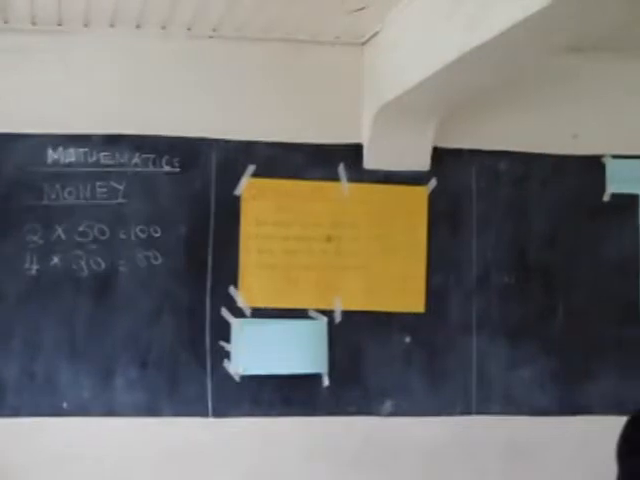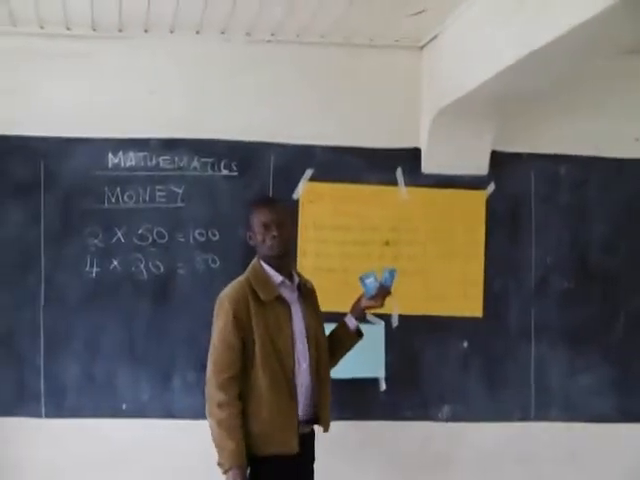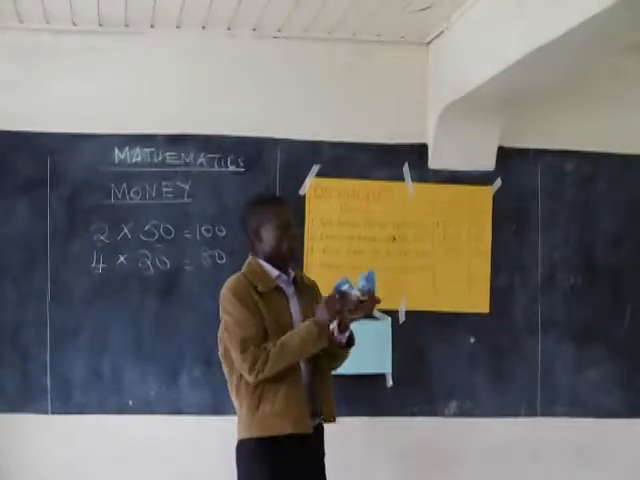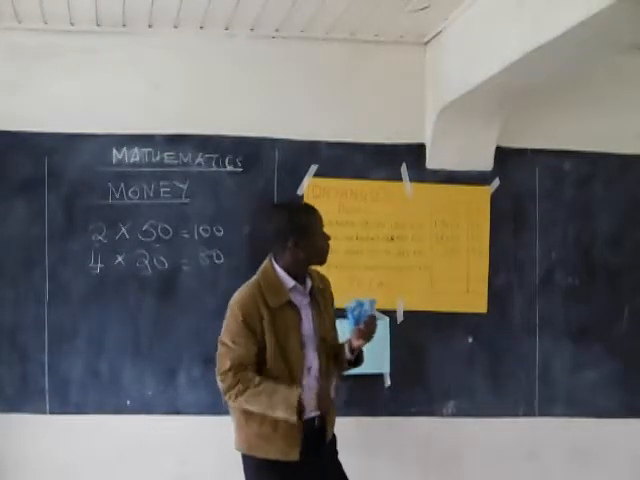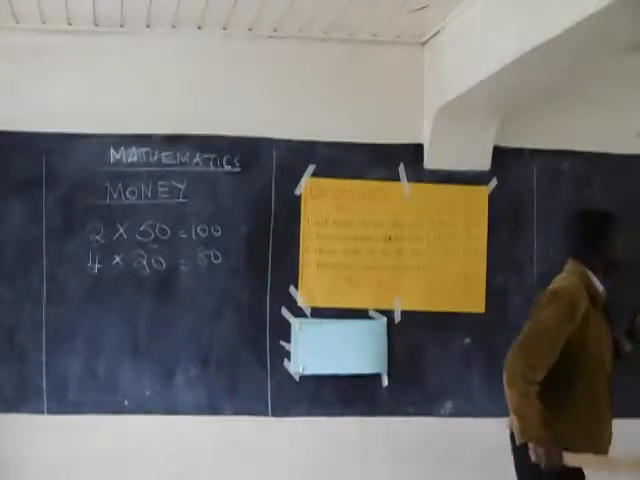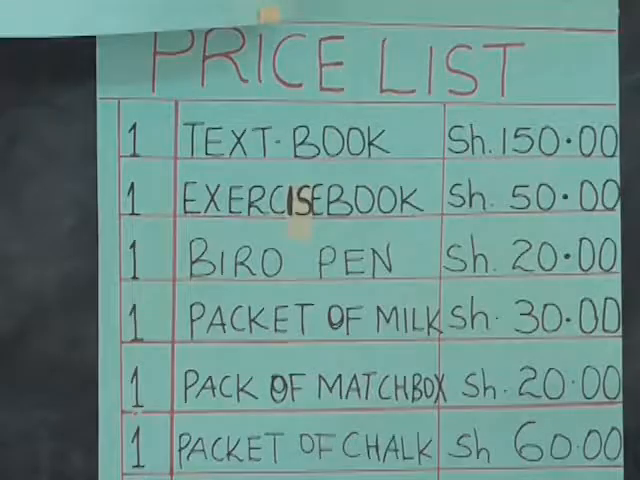Lastly, I bought 2 packets of chalk. To pay for these 2 packets of chalk, I'll go back to my price list and check how each packet of chalk is being charged. On my price list, they are saying that one packet of chalk costs 60 shillings.